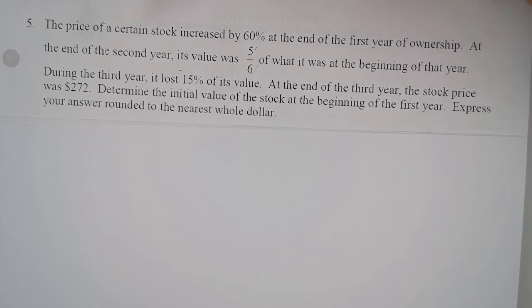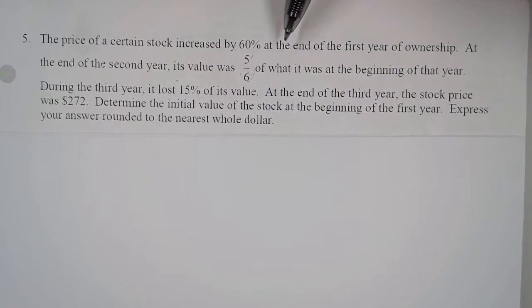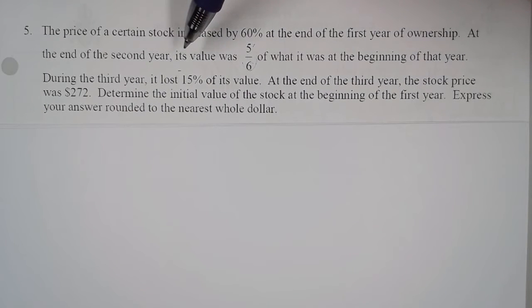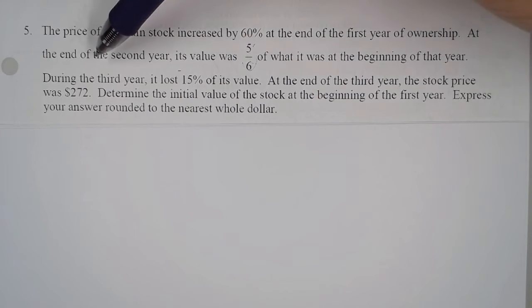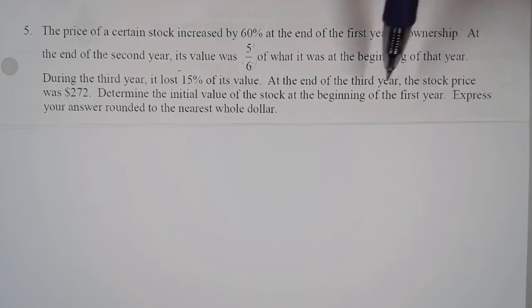So in this problem, it says the price of a certain stock increased by 60% at the end of the first year of ownership. At the end of the second year, its value was 5/6 of what it was at the beginning of that year. During the third year, it lost 15% of its value. At the end of the third year, the stock price was $272. Determine the initial value of the stock at the beginning of the first year.